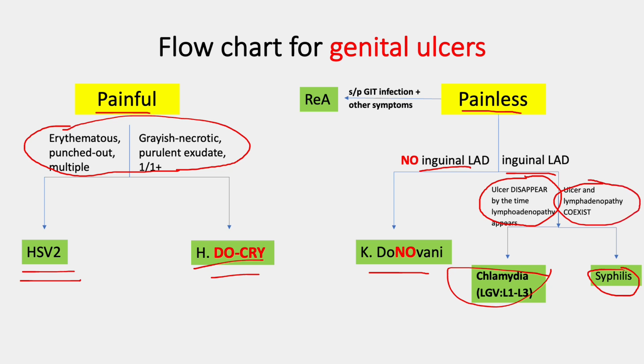If you see in the question stem that there has been a gastrointestinal infection and there are other systemic symptoms like joint pain, conjunctivitis, or arthritis, so a suspect of a UTI, it's most likely that we are dealing with reactive arthritis.